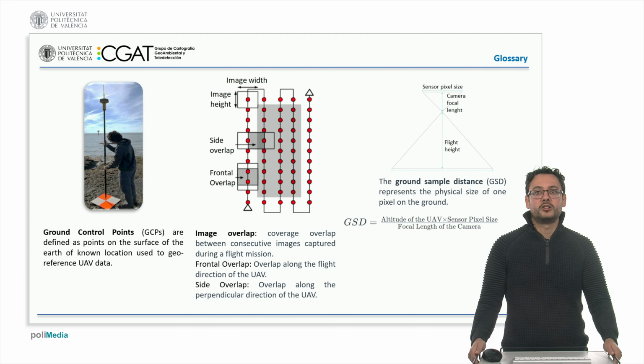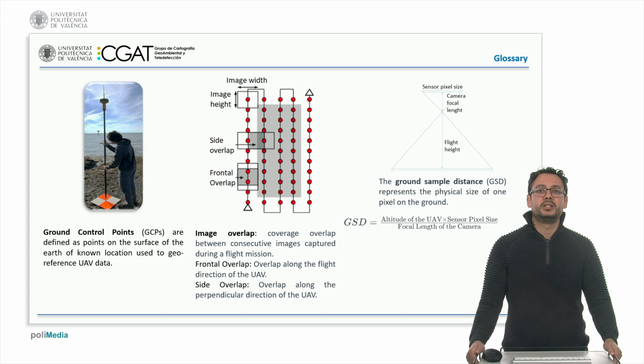First of all, let's define some terms commonly used in the field of drones. The first of these terms is ground control points, which are defined as points on the Earth's surface with a known location used to georeference UAV data.